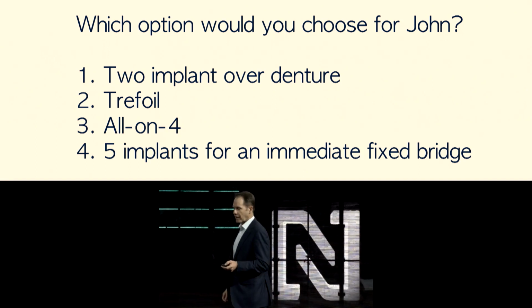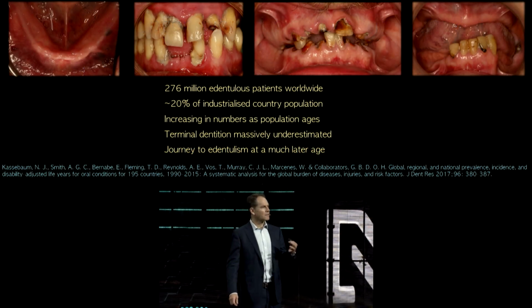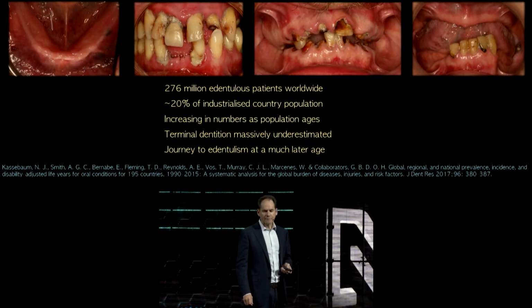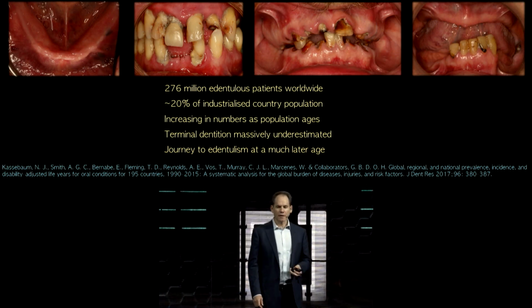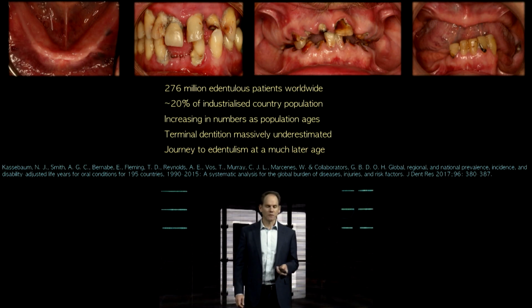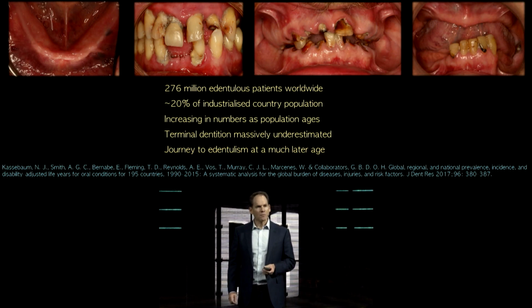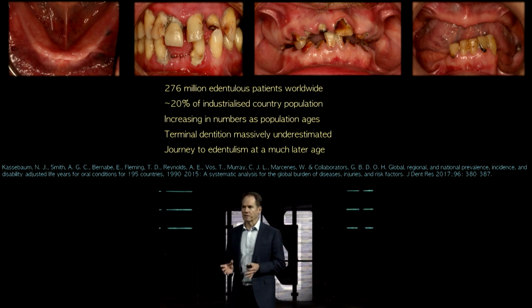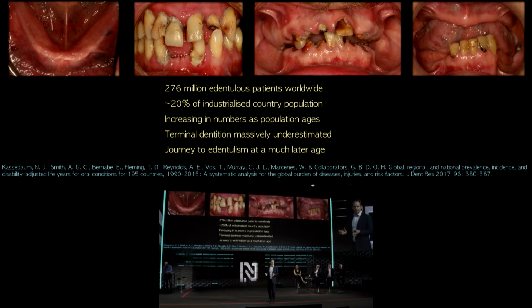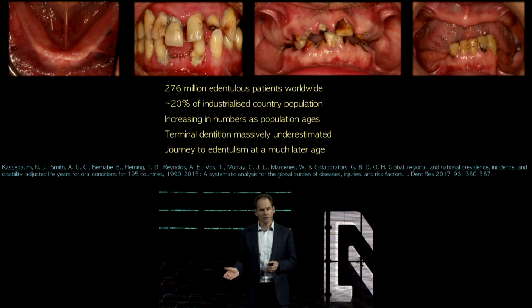So while you're doing that, I'll give you a little bit of an overview of edentulism. There are a lot of edentulous people worldwide. It's estimated at maybe 270-odd million people. That makes up roughly 20% of an industrialized country's population. Now, as we are living longer, those numbers are actually increasing. So the number of edentulous people that we're going to see is actually going to be on the increase.